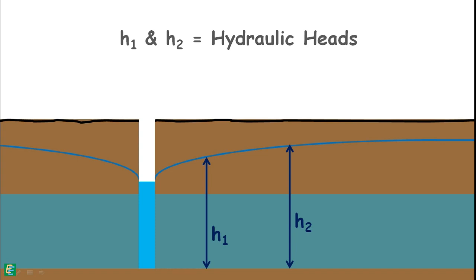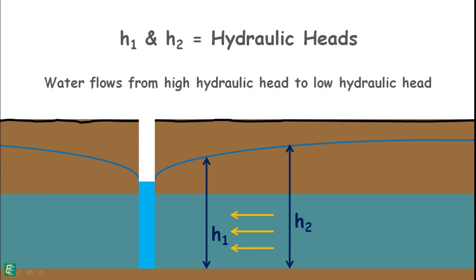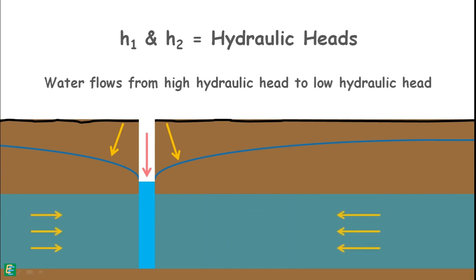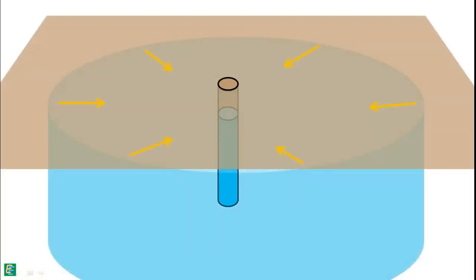We know water flows from high hydraulic head to low hydraulic head. The water level in the well may be higher than its surrounding, but it has lower head than its surrounding. So, water will flow from all directions of high head into the well of low head. If we imagine it in 3D, then we can see the flow is radially inward from all directions.